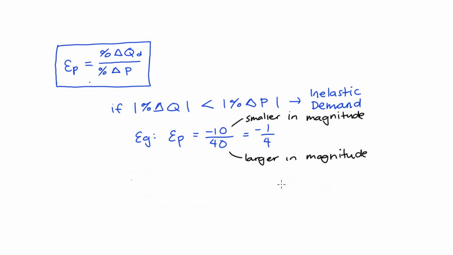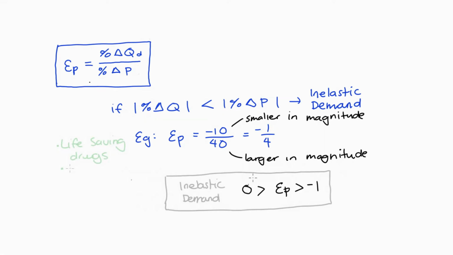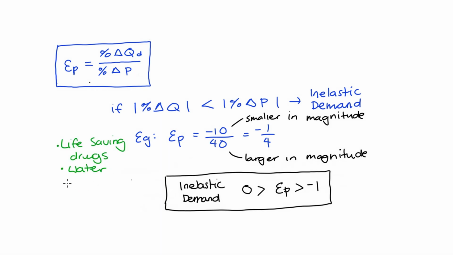In these cases, our numerator is less than the denominator in magnitude. The value of the fraction will always be between 0 and -1. So that's inelastic demand. In terms of examples, life-saving drugs, water, and goods without many substitutes are more likely to have inelastic demand. So for instance, if you need some medicine to keep you alive, you are unlikely to reduce your demand for that product, even if the price of that medicine increases by a lot.